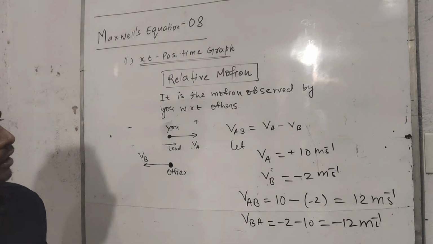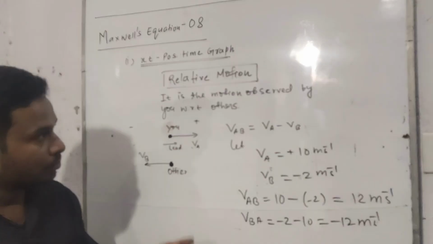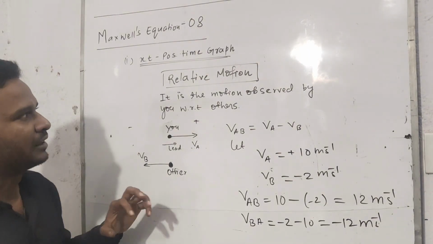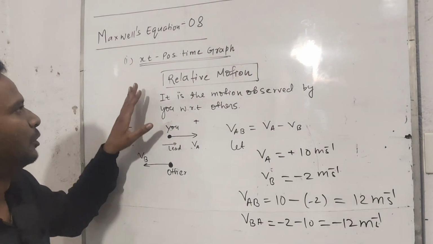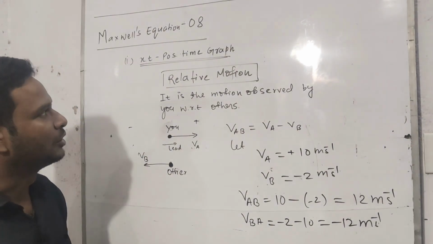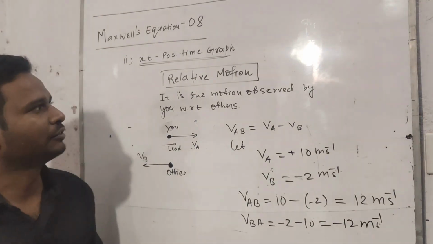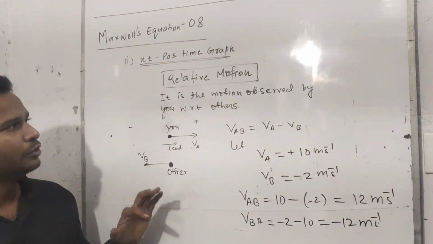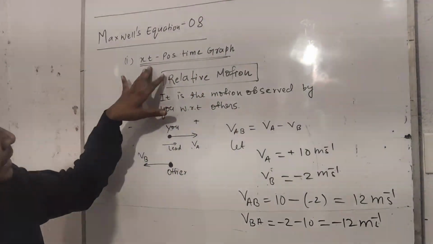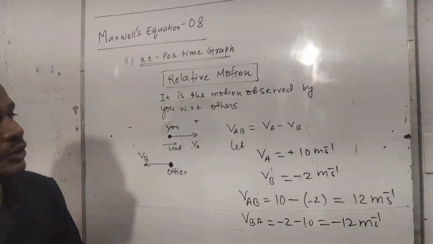This is a very necessary topic to explain, to do many problems. Now we can understand the position-time graph. Let's get back to our position-time graph and see how relative motion is represented on it, and after that we will see the velocity-time graph. In this video we just explained relative motion. In the next video we will go again to the x-t graph with this knowledge and explain the x-t position graph.